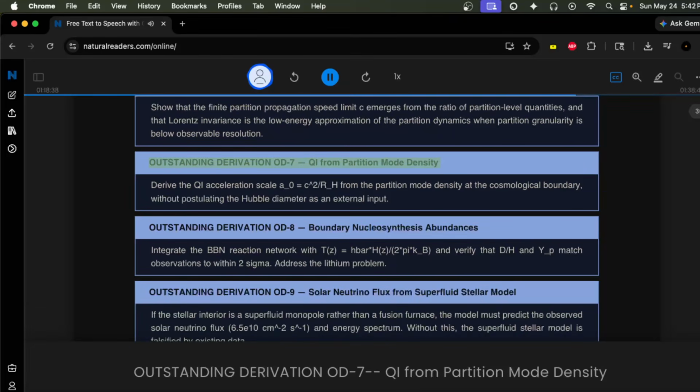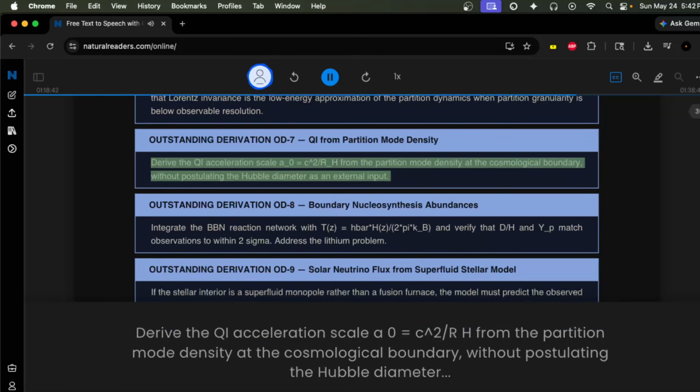Outstanding derivation OD7, Qi from partition mode density. Derive the Chi acceleration scale as 0 equals c squared, Rh from the partition mode density at the cosmological boundary, without postulating the Hubble diameter as an external input.